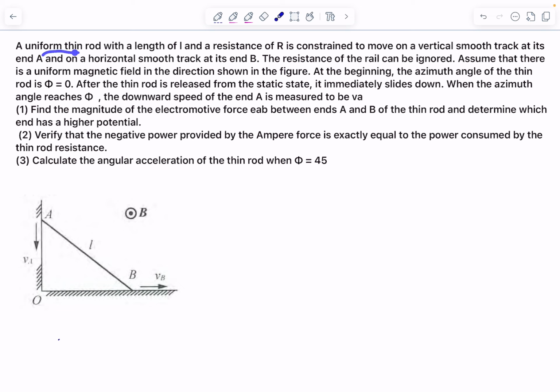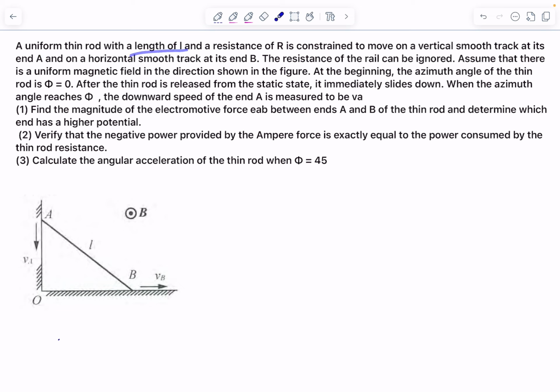So we have a uniform thin rod whose length is L and whose resistance is given to be capital R. And as we can see, it is constrained to move on a vertically smooth track at the end A and a horizontally smooth track at the end B. The resistance of the rail can be ignored. Assume that there is a uniform magnetic field in the direction shown in the figure. So it is coming out of the page.